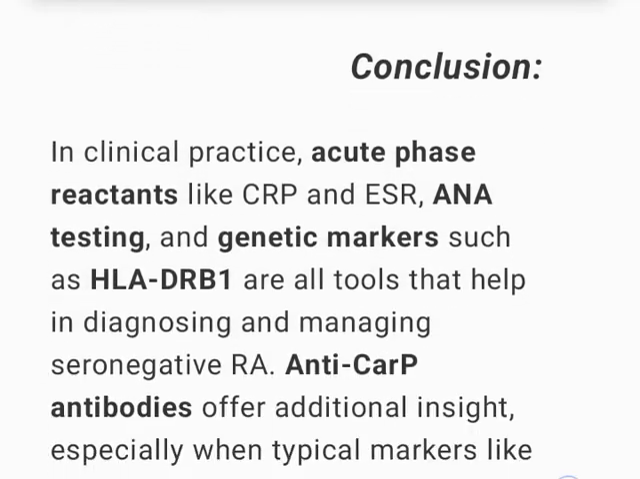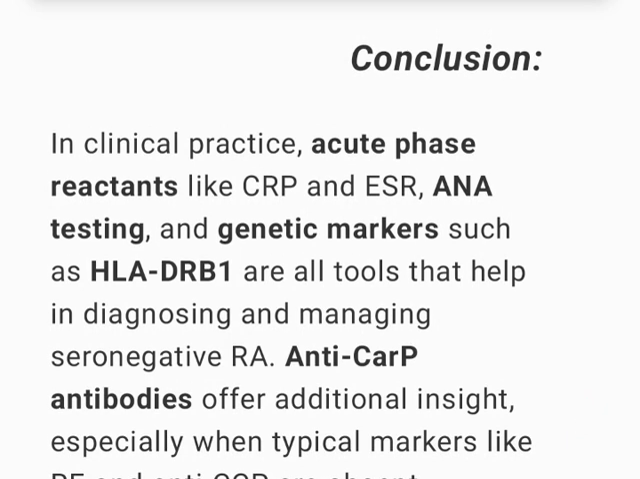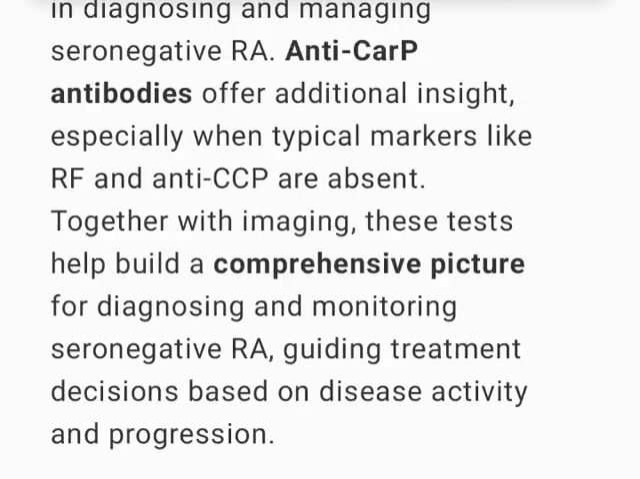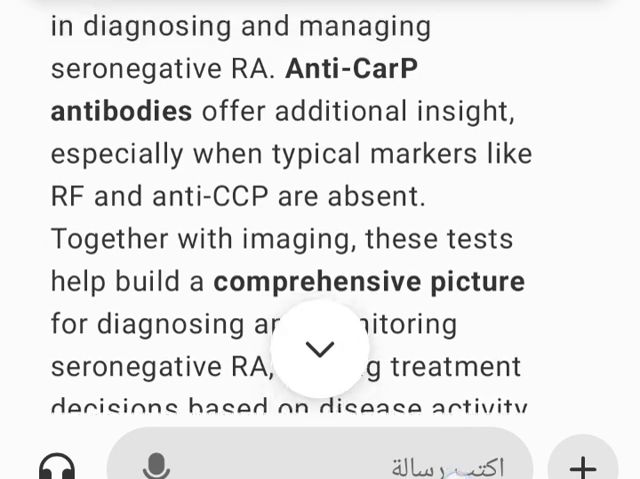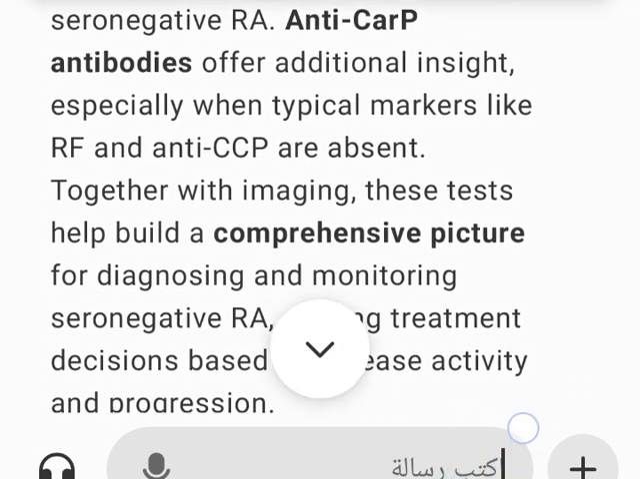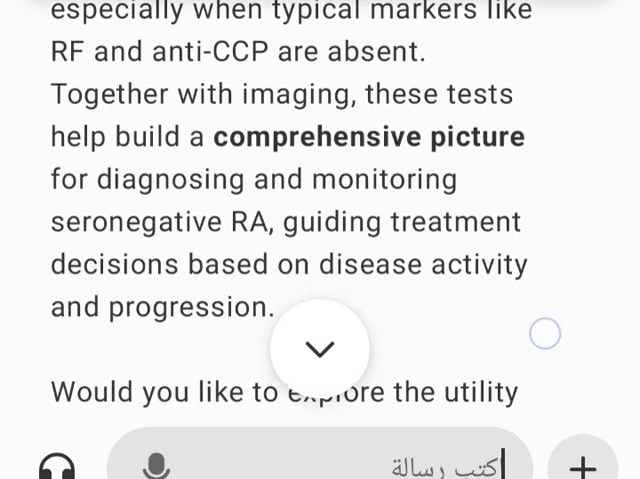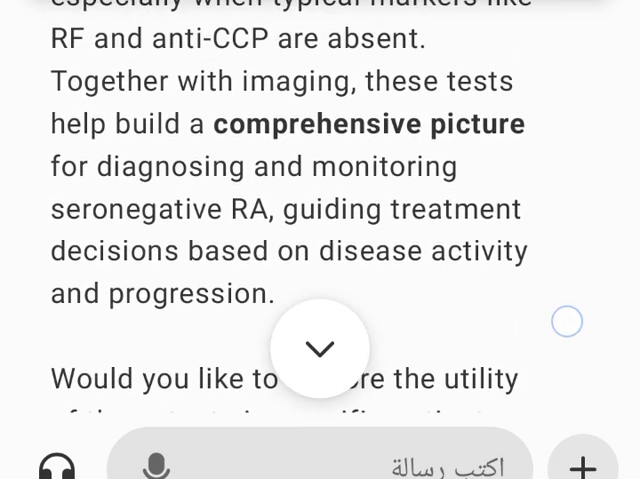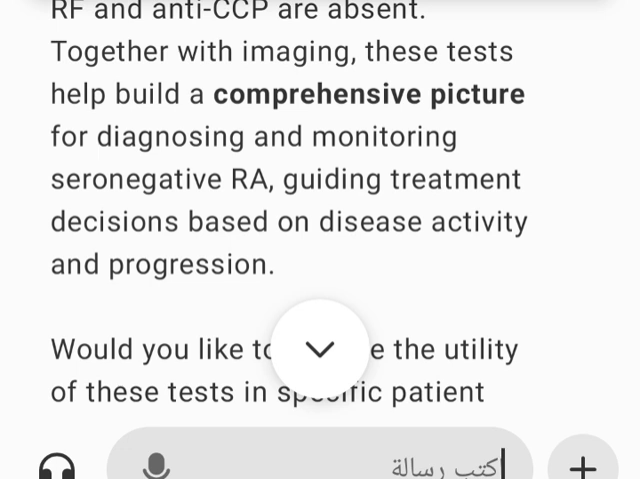absent or negative. Conclusion. In clinical practice, acute phase reactants like CRP and ESR, ANA testing, and genetic markers such as HLA-DRB1 are all tools that help in diagnosing and managing seronegative RA. Anti-CARP antibodies offer additional insight, especially when typical markers like RF and anti-CCP are absent. Together with imaging, these tests help build a comprehensive picture for diagnosing and monitoring seronegative RA, guiding treatment decisions based on disease activity and progression.